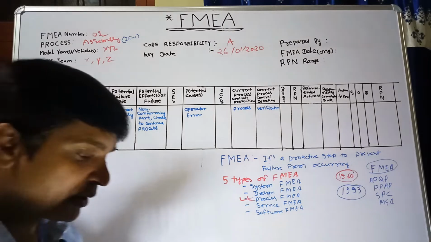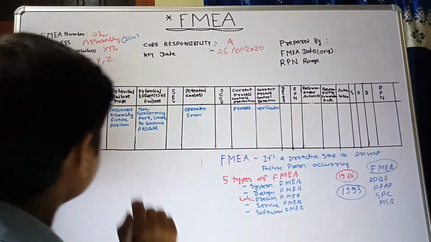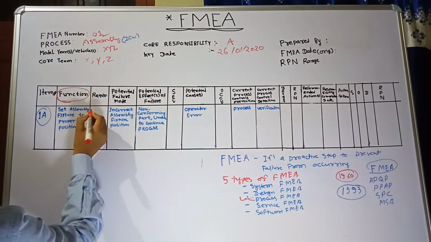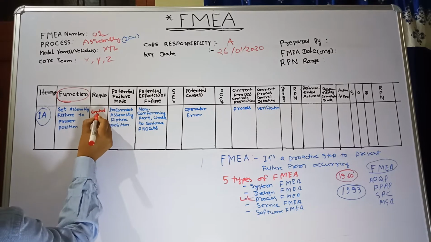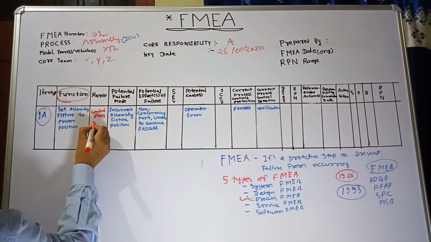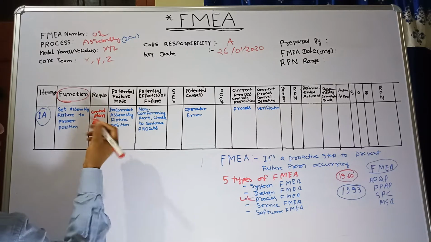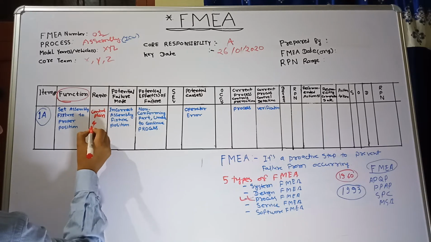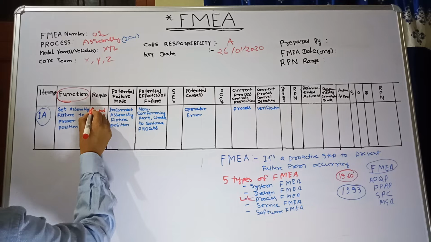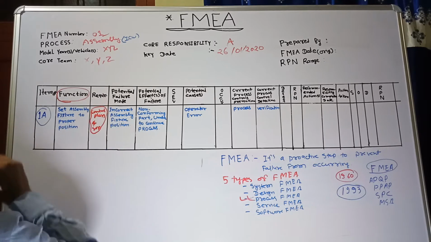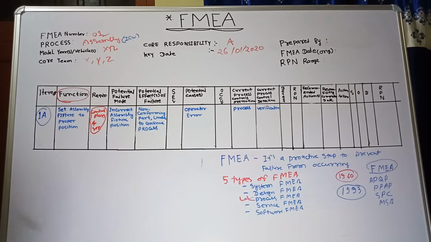Requirement: it will be as per the control plan, and the SOP is mentioned there. So we have to mention that, on the basis of the control plan, how to set the fixture in the proper position, which is very important.